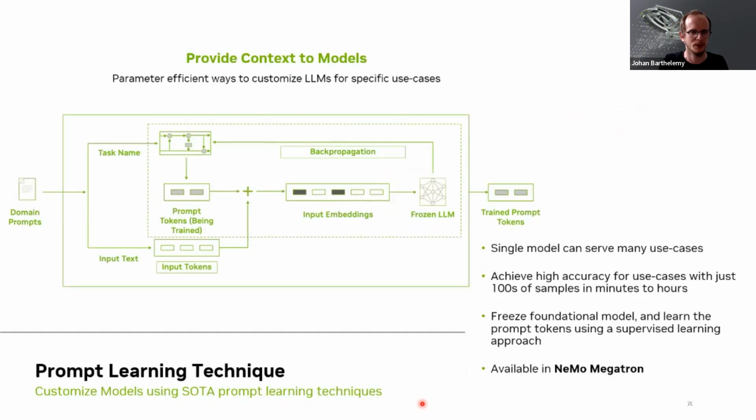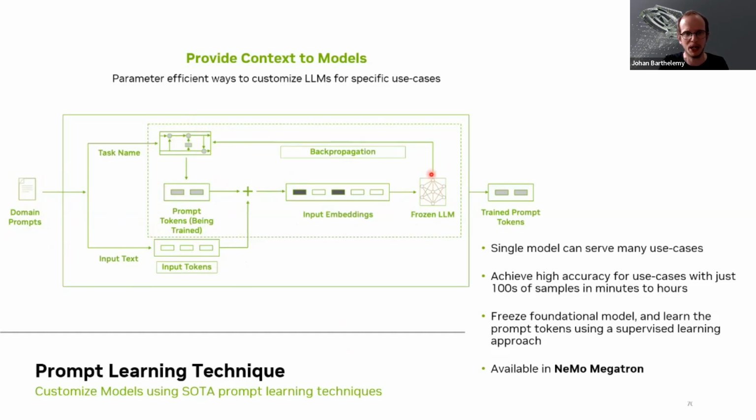That we do with prompt learning techniques or p-tuning. So we want the model to learn automatically what the context is. So we just need to show the model hundreds of samples of inputs and outputs that will come into the domain prompt. The domain prompt will be divided into the task name and the input text. The task name will be augmented with some tokens, and those tokens associated with the input text will be put into specific embeddings that will be fed to the original LLM. We did not touch that one.